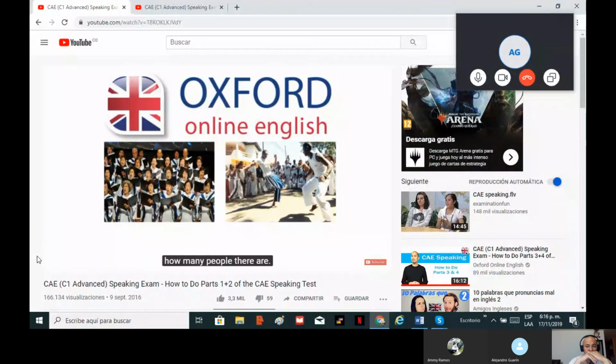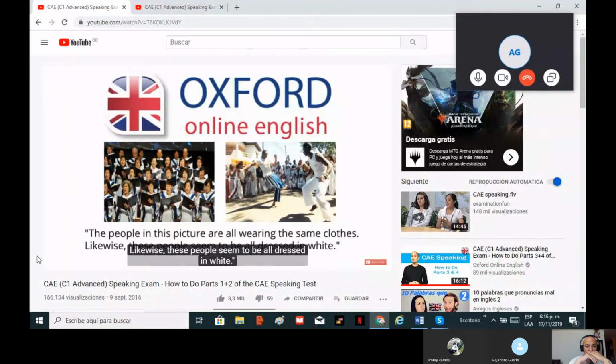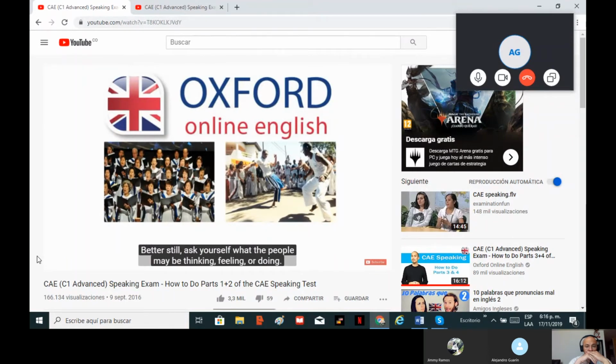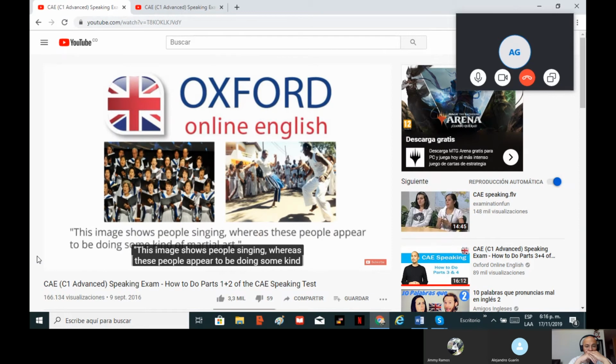The people in this picture are all wearing the same clothes. Likewise, these people seem to be all dressed in white. Better still, ask yourself what the people might be thinking, feeling, or doing. These kinds of comparisons are always useful, as they allow for a lot of speculation. This image shows people singing, whereas these people appear to be doing some kind of martial art.